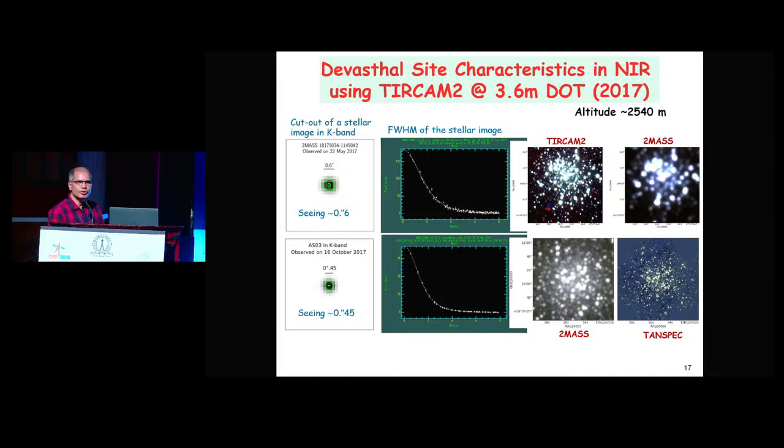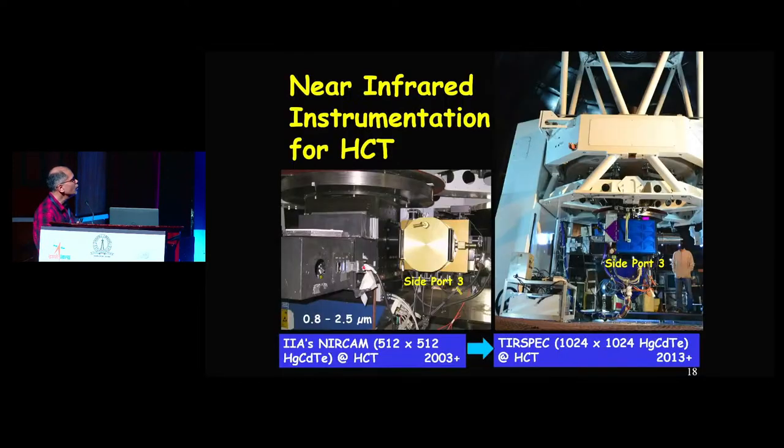Another thing for which these array detectors were used: in Indian facilities, we never characterized the site for NIR wavelengths. So this also gave us an opportunity to characterize the site for NIR observations. TIRCAM2 was used for characterization of the Devasthal site, and you can see we got fantastic atmospheric conditions, very sub-arcsecond seeing. Compared to the 2MASS image, which has poor resolution, you can see high resolution images from DOT.